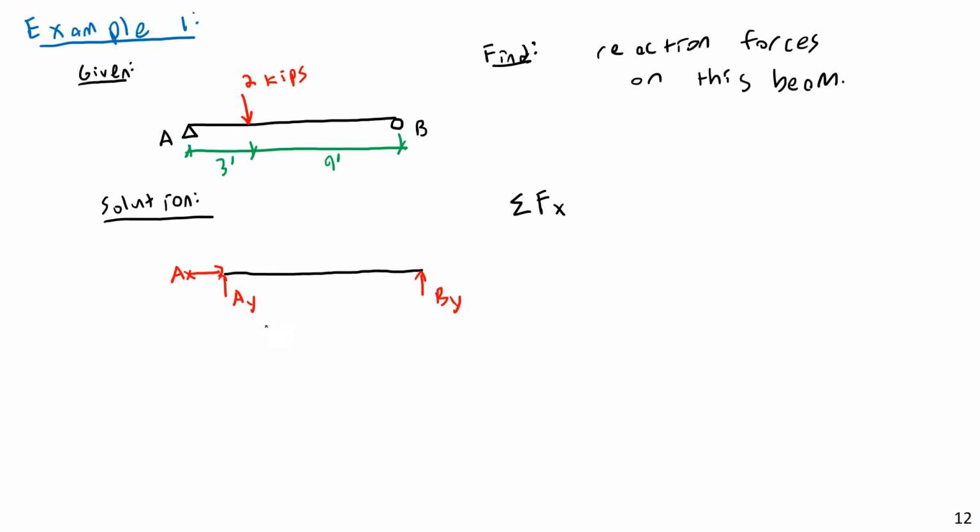And again, as I have mentioned before, I usually assume up and to the right for everything, even though I know that's often not going to be the case. And if I get a negative number, that just means it's going in the opposite direction to whatever I assumed. So the sum of the forces in the X direction, I have AX and nothing else, and this is equal to 0 because it's a statics class, and so therefore AX is just equal to 0.